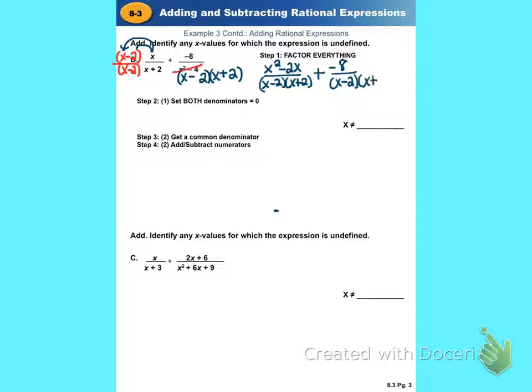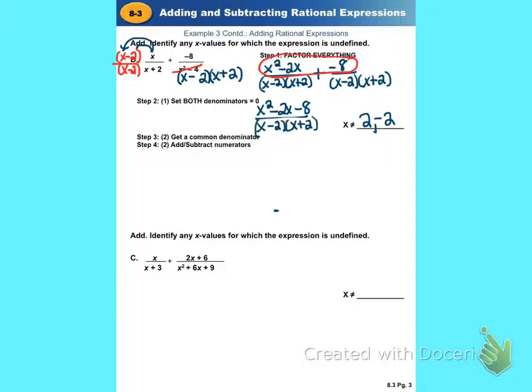x minus 2, x plus 2. I'm going to take care right away of the two places where this is going to be undefined. It's going to be undefined where these factors in the denominators would be 0, and that would be at 2 and negative 2. So I'll take care of that, and now I'm going to do the addition. When I add these together, there are no like terms to put together in the numerator, so it's basically x squared minus 2x minus 8, and my denominator is x minus 2 and x plus 2.